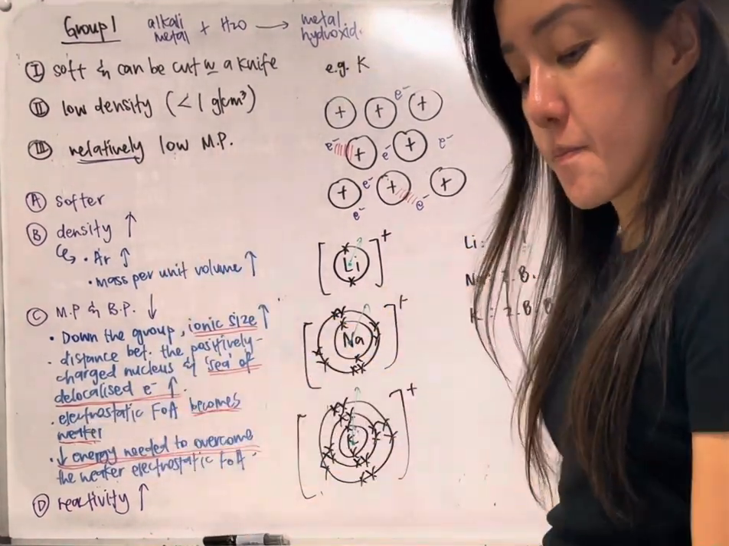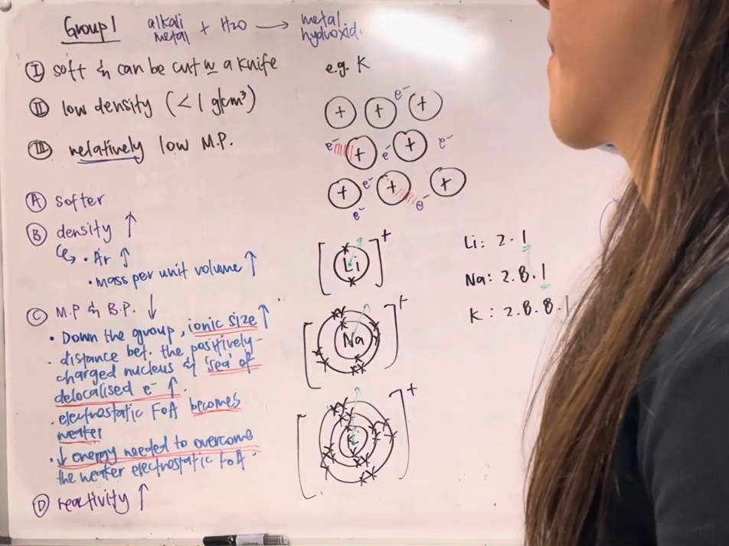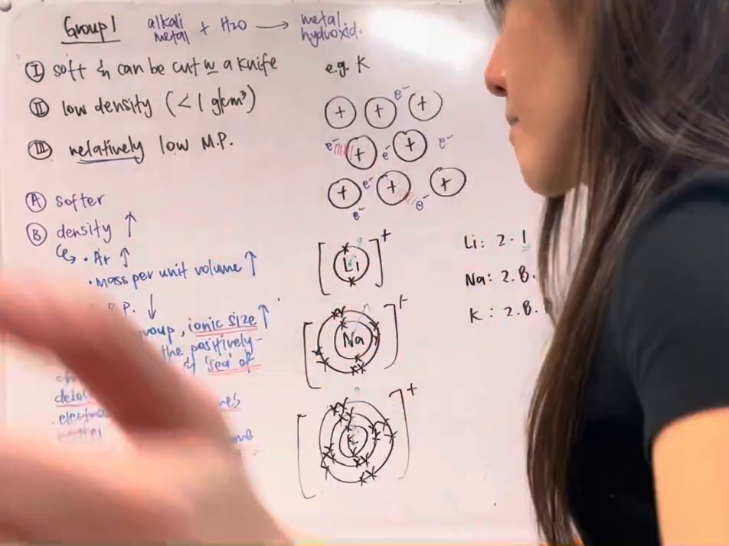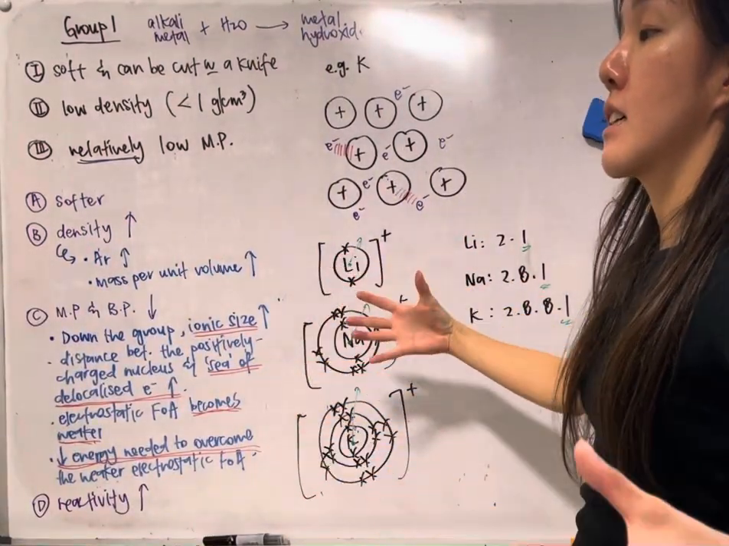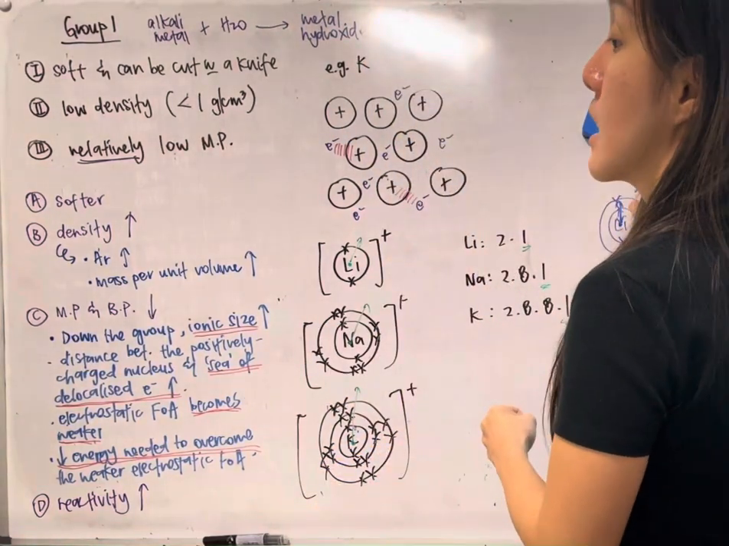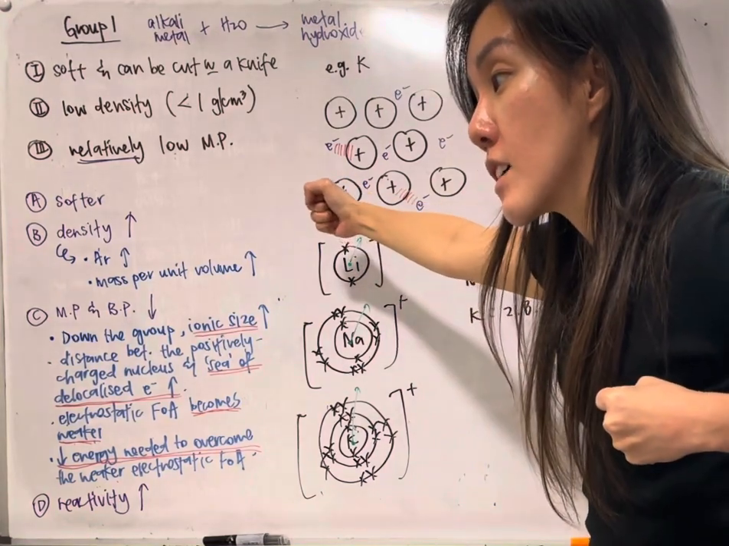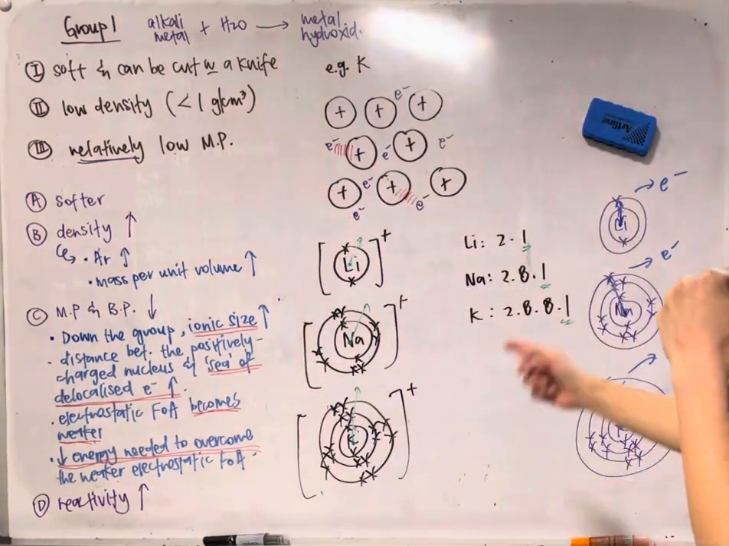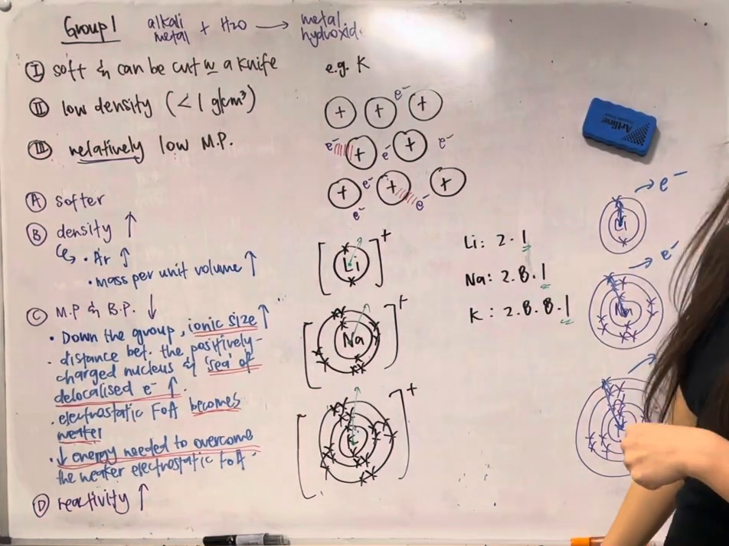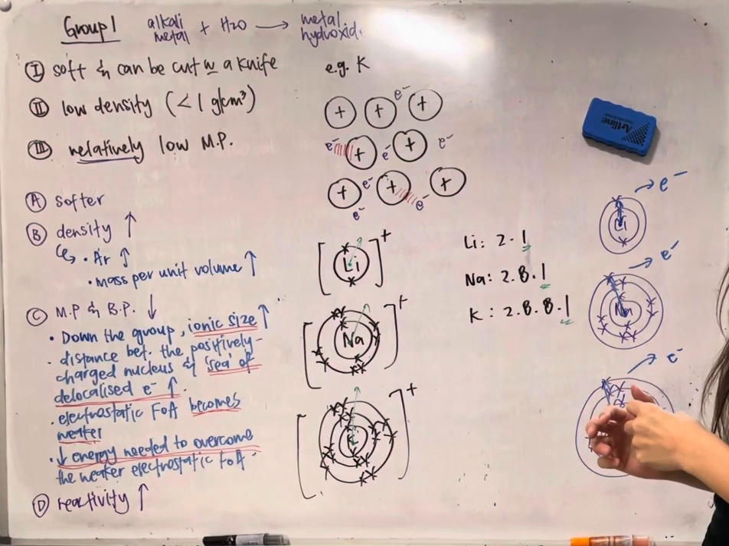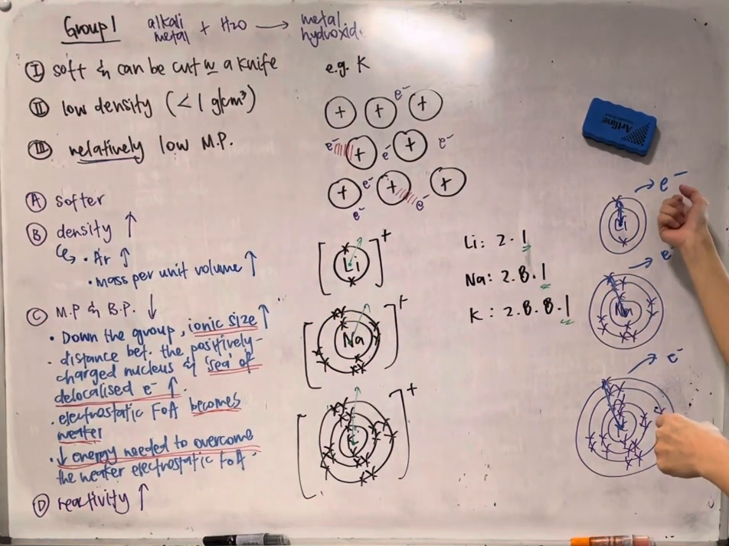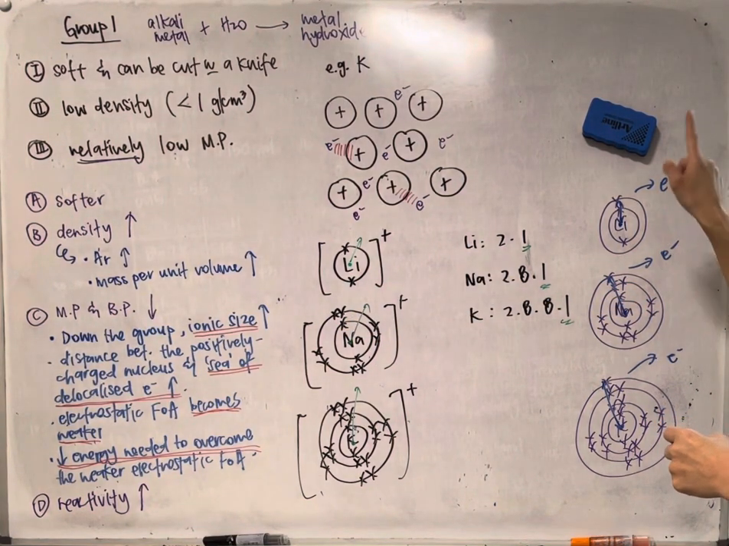Name me another trend here. Reactivity increases. Okay. Down the group, atomic size increases, so the distance between the nucleus and the valence electron increases. How do you end off? The electrostatic forces of attraction become weaker, so less energy is needed to overcome the weaker electrostatic... What are you talking about? This is not about melting and boiling point. This is about reactivity. Easier to lose the valence electron. Okay.